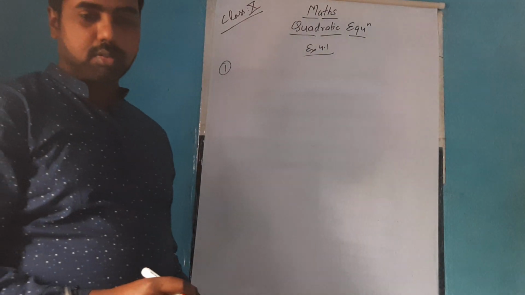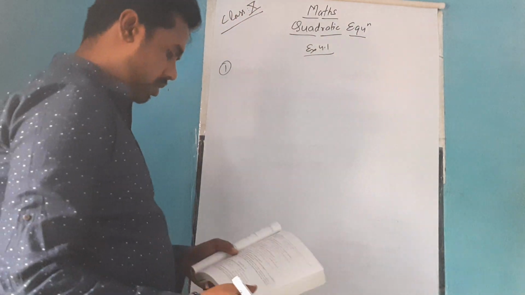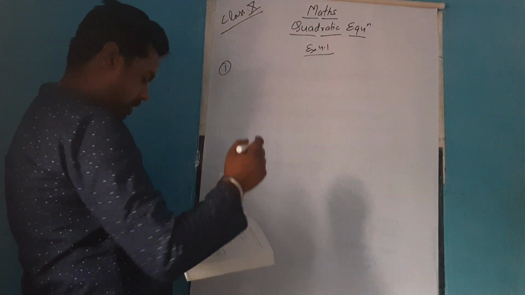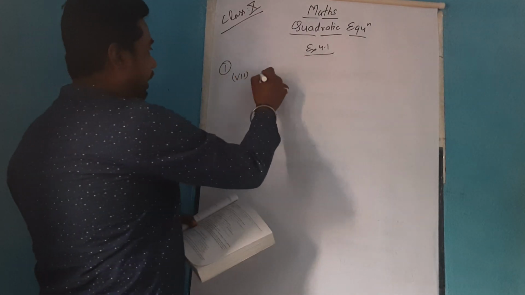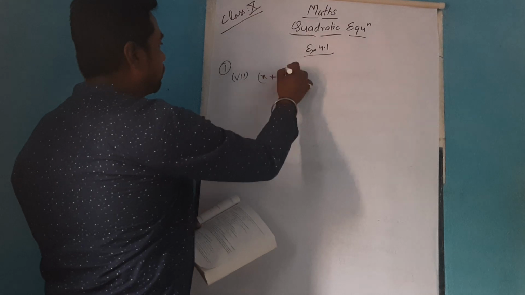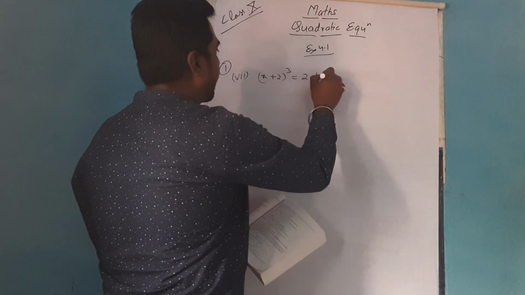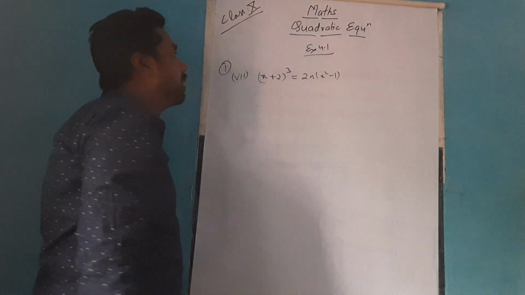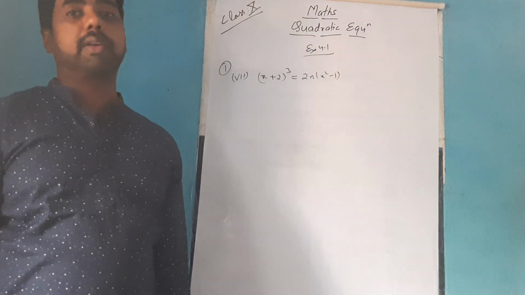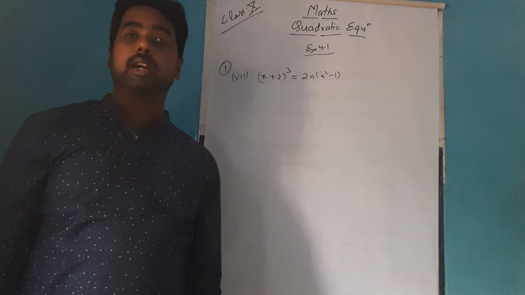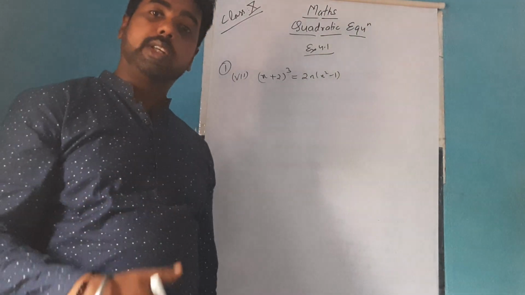And the question is, this is the 7th part of it. It's given as (x + 2) whole cube equals 2x times (x square minus 1). So here one term is given in the form of a whole cube. So here also we'll try to open the bracket and see whether we are getting any term having degree 2, or a term which is more than degree 2 also.